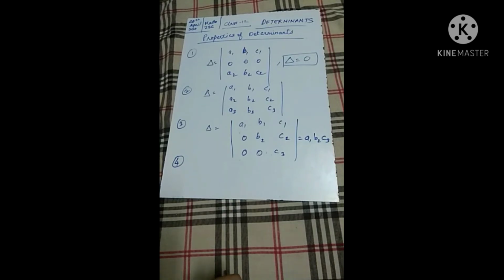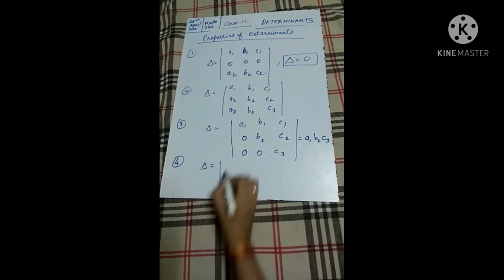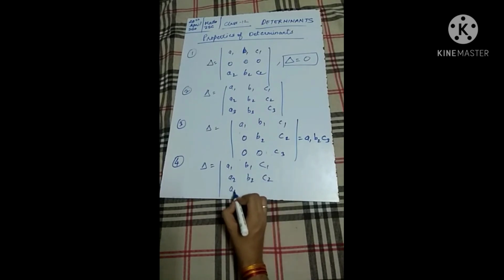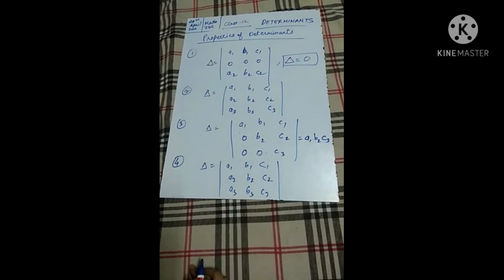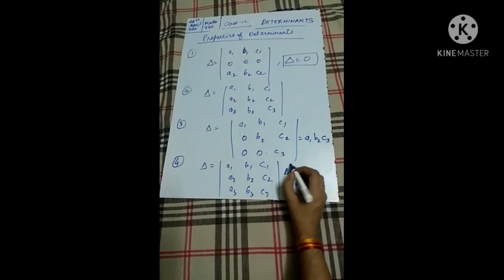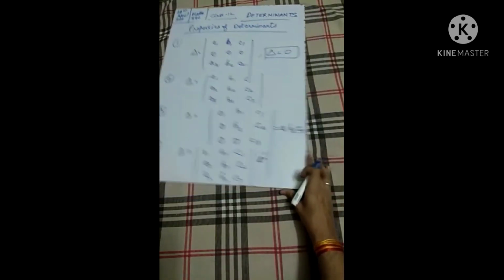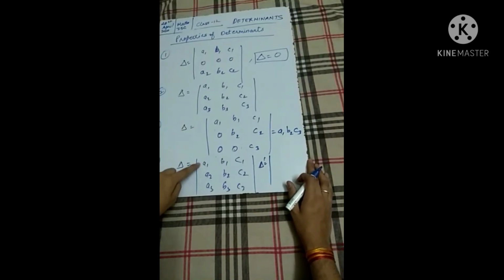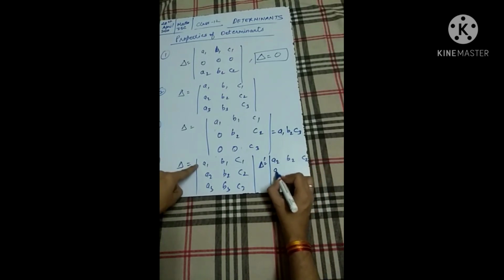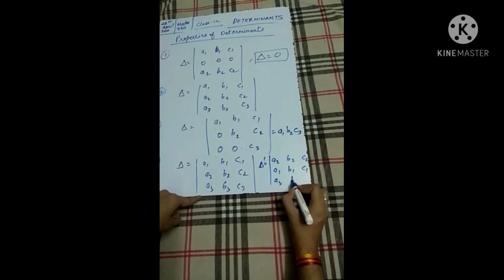The fourth property says that if any two rows of a determinant are interchanged, then the value of the determinant changes by only a negative sign. Let us take the example a1 b1 c1, a2 b2 c2, a3 b3 c3. Say I interchange these two rows and take that as del dash. So this one will be a2 b2 c2, a1 b1 c1, a3 b3 c3.